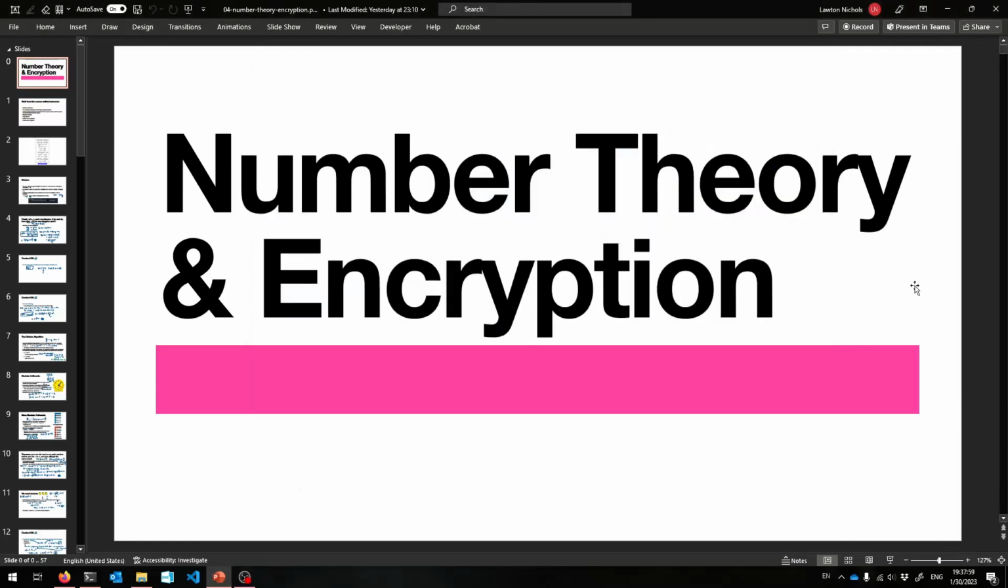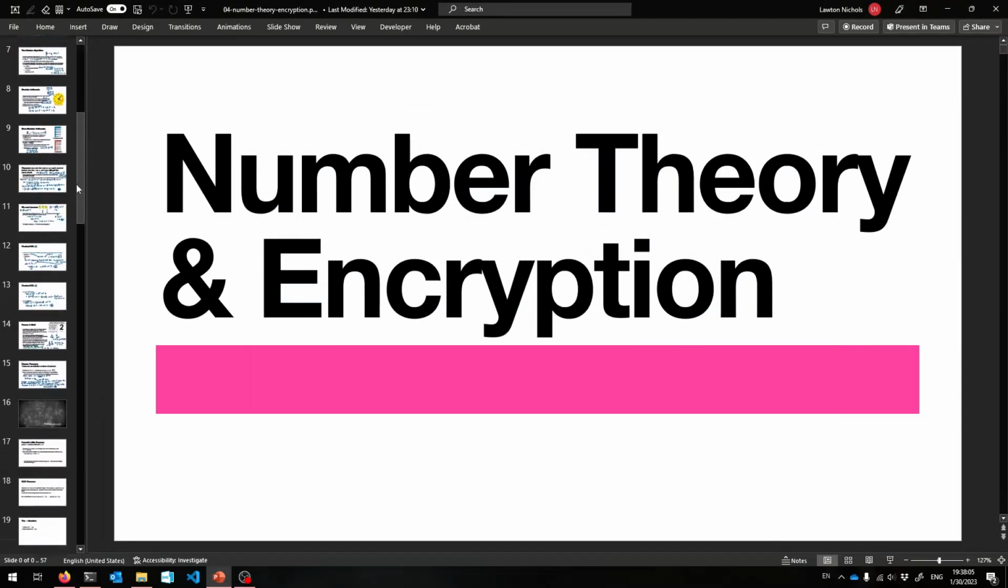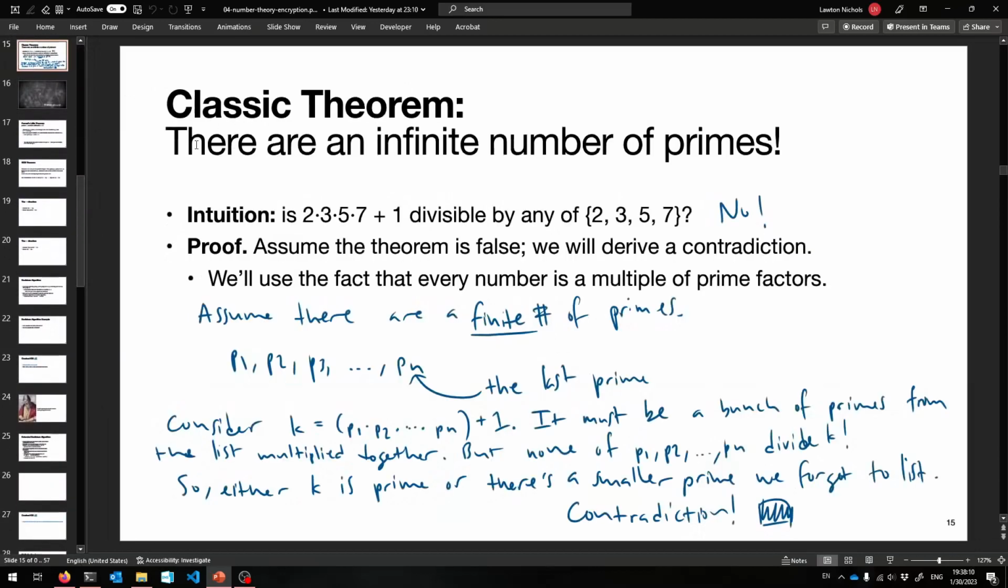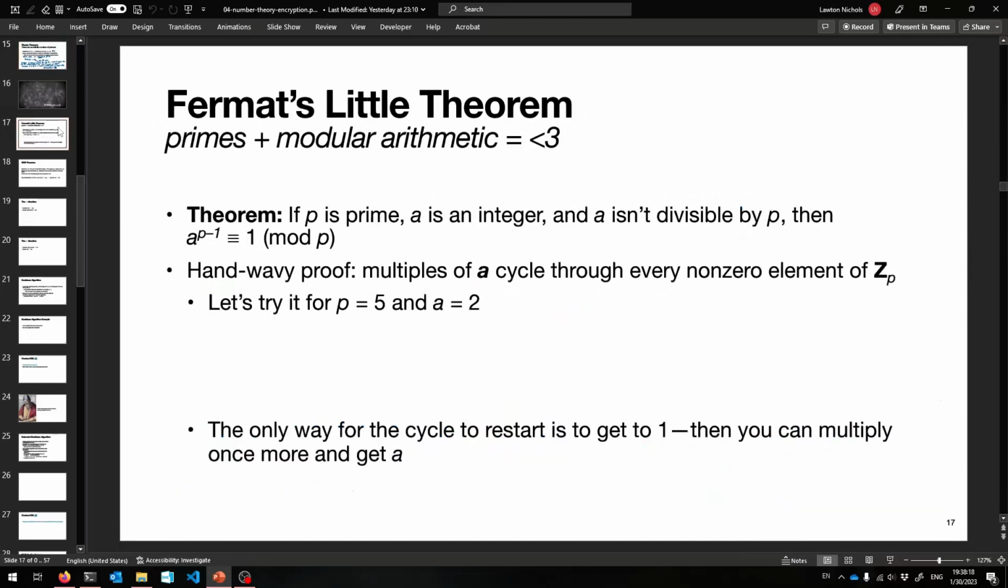Alright, welcome back to our number theory and encryption slides. Let us keep on trucking and talk about the next thing. So, where do we stop? I proved to you that there are an infinite number of prime numbers, and that was one of the greatest proofs of all time. It's so beautiful. I hope that you understood it. Let's keep on trucking with some more number theory.